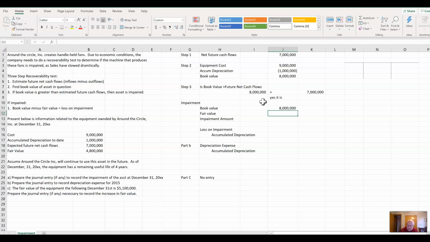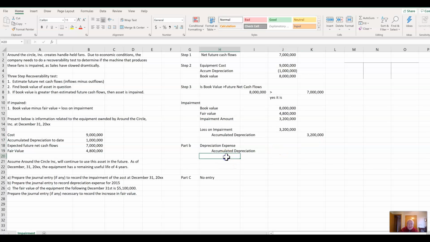So the book value was, wrong column, is $8 million. The fair value is $4,800,000. So the difference is $3,200,000. So the journal entry we would have is $3,200,000, $3,200,000.